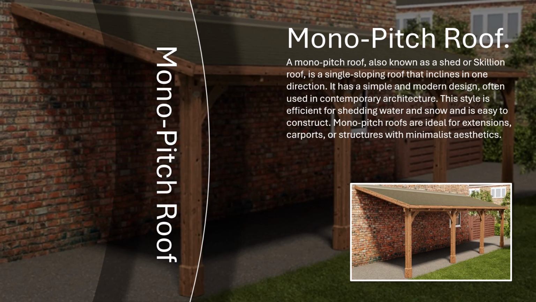Monopitch roof. A monopitch roof, also known as a shed or skillion roof, is a single sloping roof that inclines in one direction. It has a simple and modern design, often used in contemporary architecture. This style is efficient for shedding water and snow and is easy to construct. Monopitch roofs are ideal for extensions, carports, or structures with minimalist aesthetics.